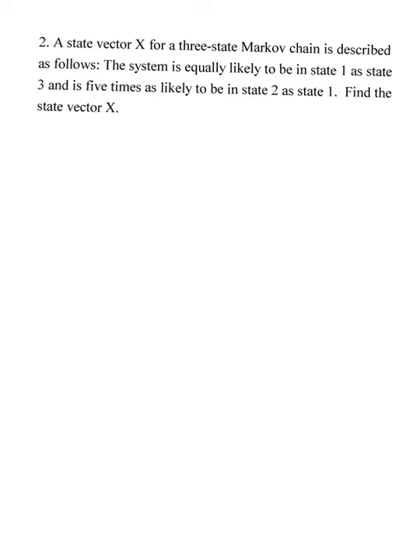Okay, so now we've got a state vector, calling it x, for a 3-state Markov chain. Now we're figuring out the state vector a little bit differently. It says it's equally likely to be in state 1 as state 3, and 5 times as likely to be in state 2 as state 1. This is a technique we talked about first semester with probability, when we're given situations like one is equally likely as this, the other is 4 times or 3 times as likely, whatever. So 1 and 3 are the same.